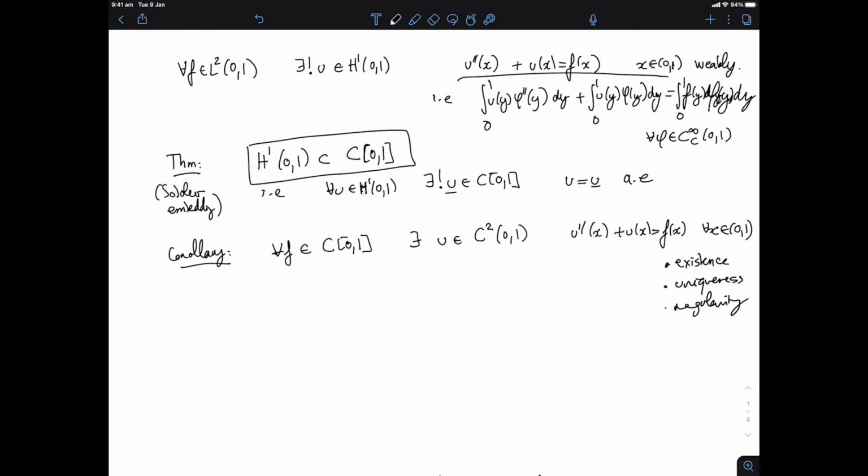So what we want to do just is to use the Sobolev embedding to go to that third part of the reasoning, the regularity part, and prove that our H1 solution actually is a C2 solution and that it improves the notion of equality to a classical notion of equality.